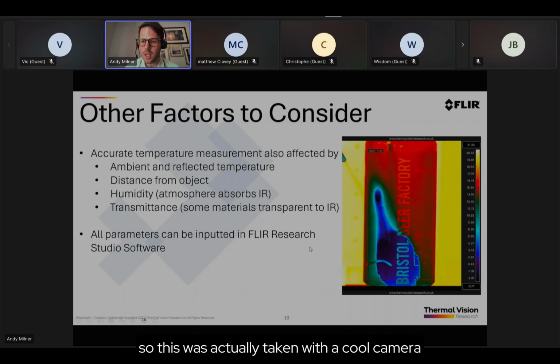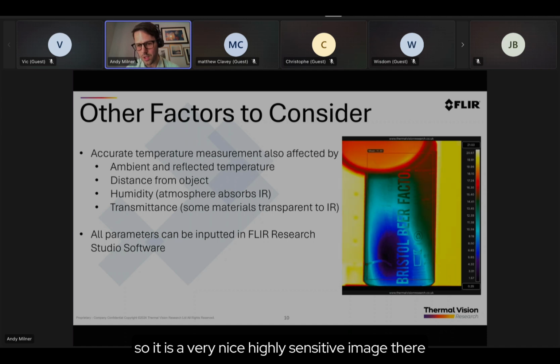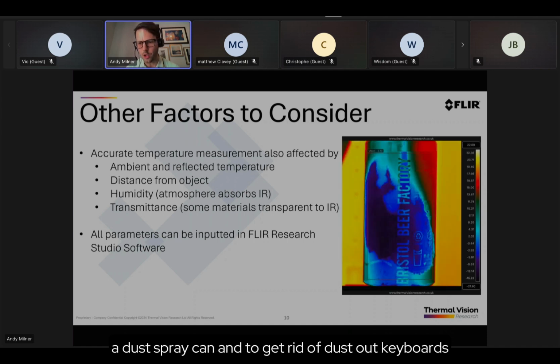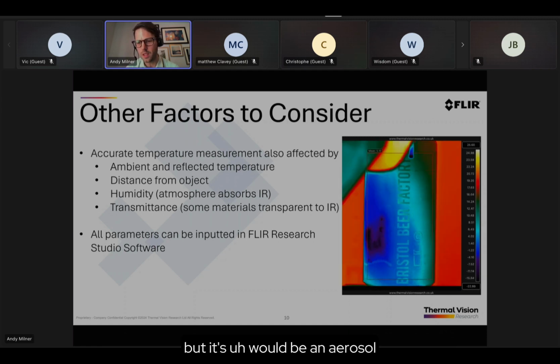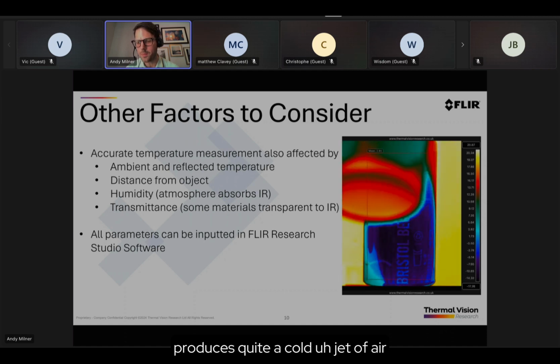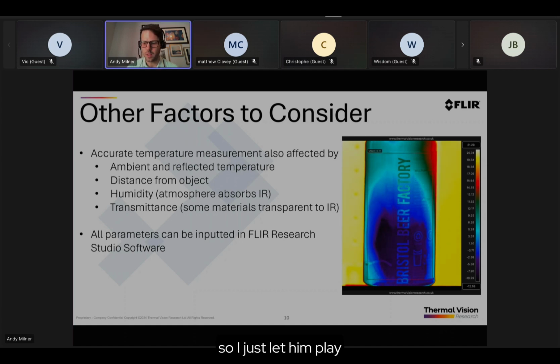So if we just play that, I'll give you an example of that. This was actually taken with a cooled camera, so it gives a very nice, highly sensitive image there. So you can see the can being cooled. It's actually a dust spray can to get rid of dust out of keyboards, but being an aerosol, it produces quite a cold jet of air. So just let that play.